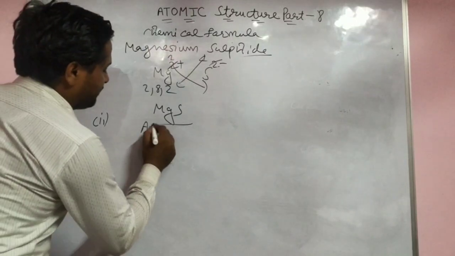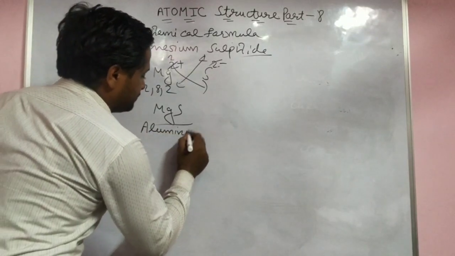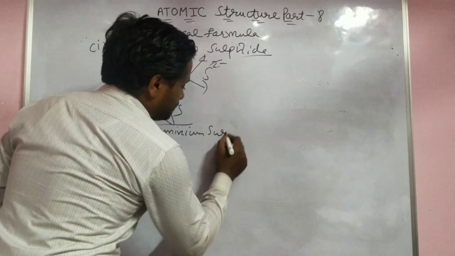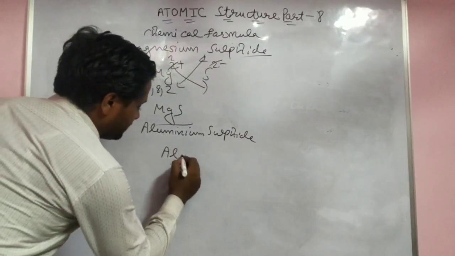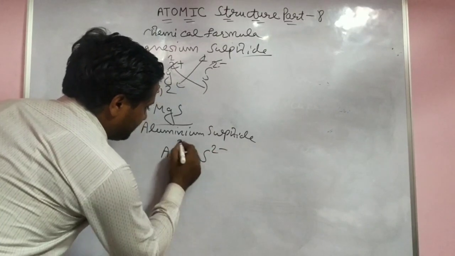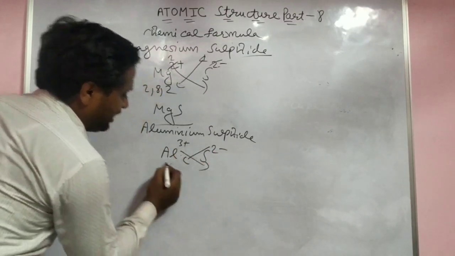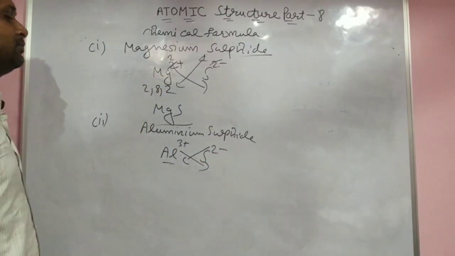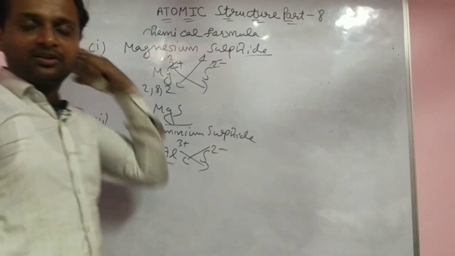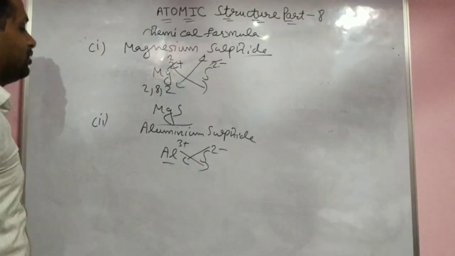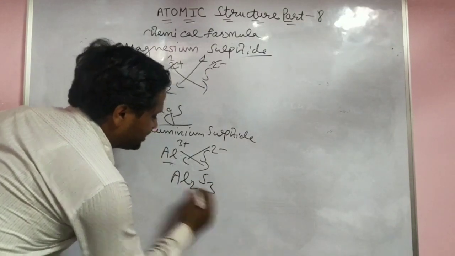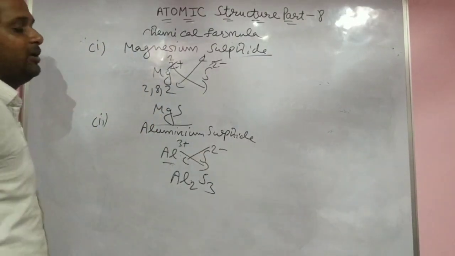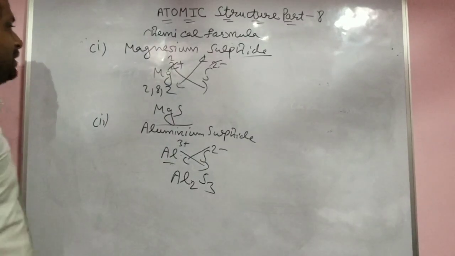Yes, second, aluminium sulfide. Al 3 positive, S 2 negative. Aluminium valency 3, 2, 8, 3. Sulfur, you know, 2, 8, 6. It requires 2 electrons, gains 2 electrons. That is Al2S3. Not cut on the table. That's why I only put the valency on their feet. Yes, fourth.